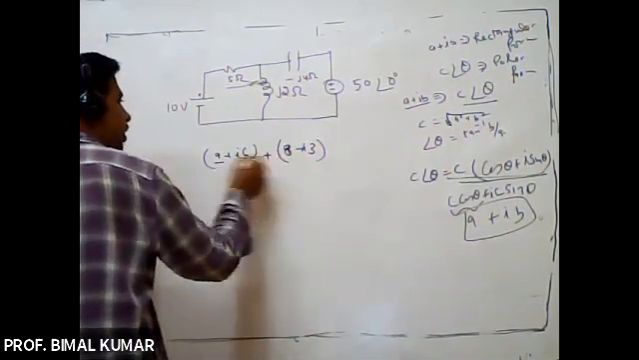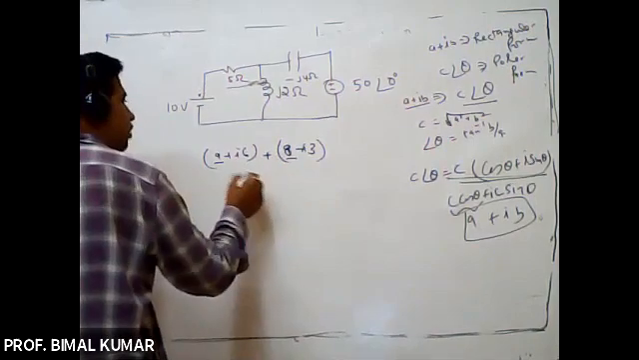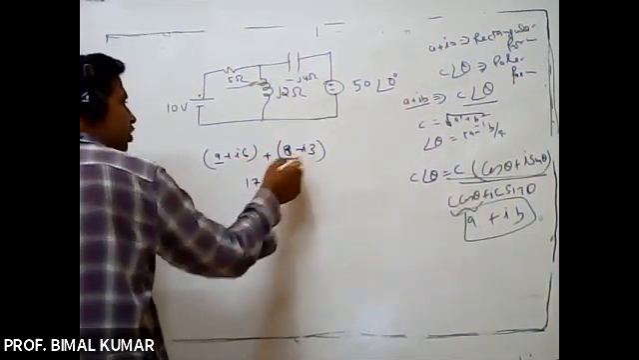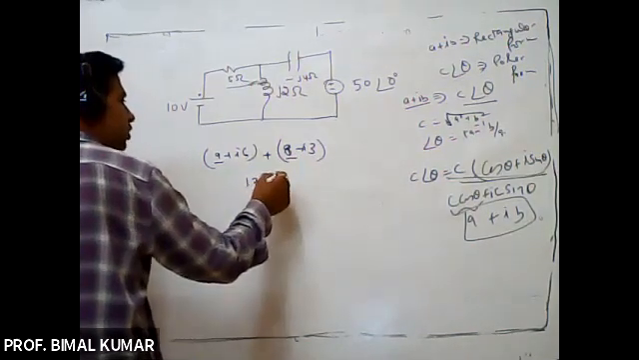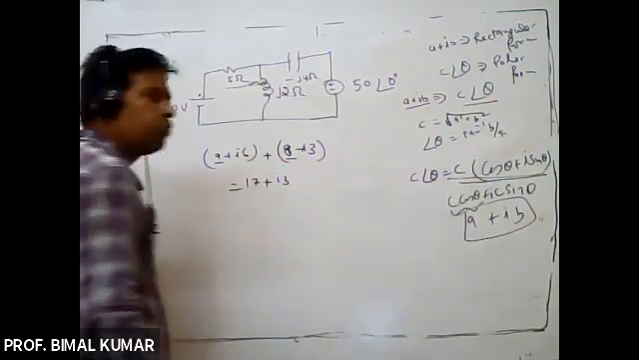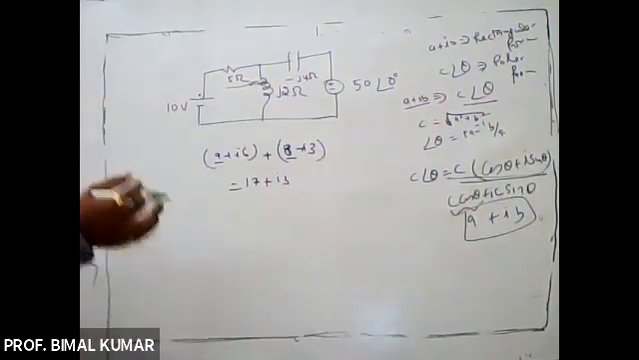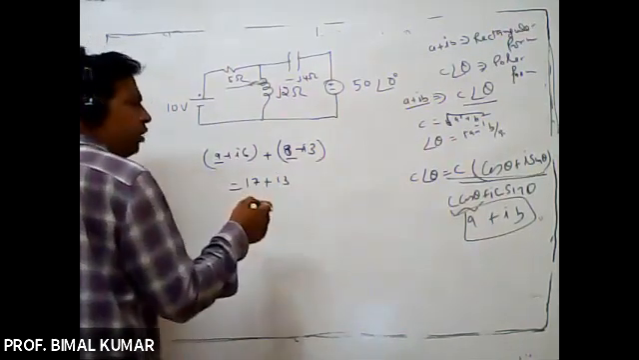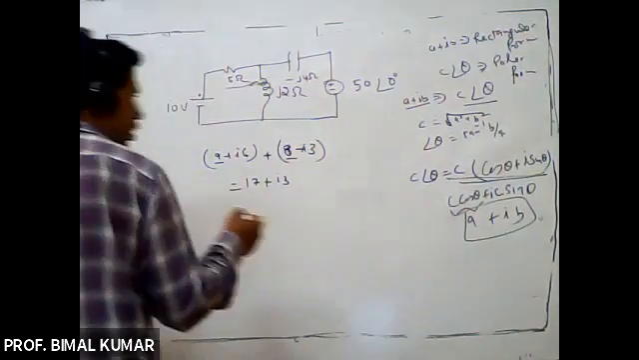So here 9 is added to 8, so that will be 17. Real is added to real: 6 plus 6, and minus 3 plus j3. So this way you may add or subtract. And for multiplication, I preferably need polar form.